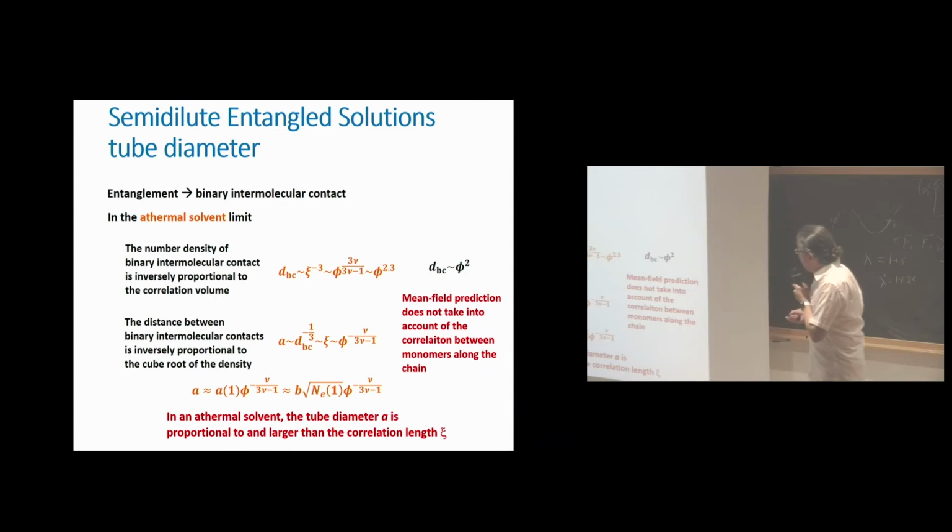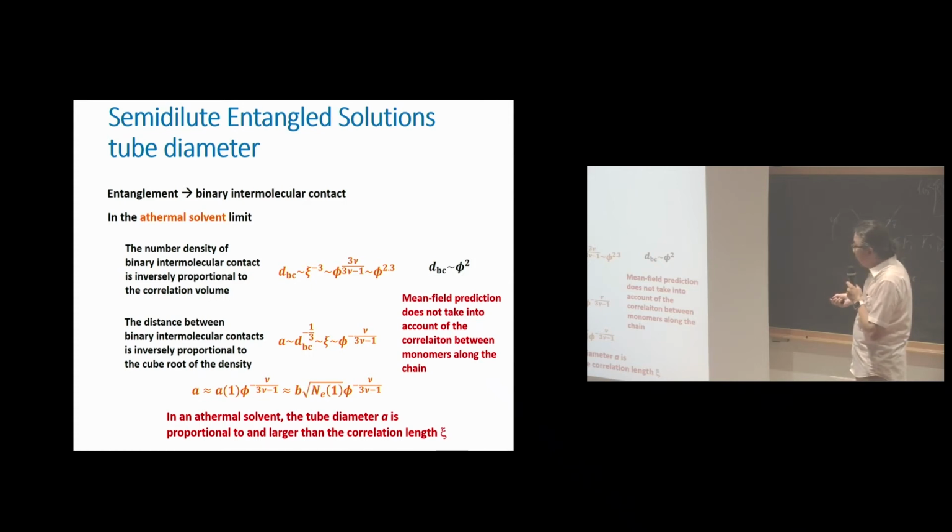Okay, so then we need to characterize the concentration dependence of this tube diameter. Entanglement means the binary intermolecular contact. Two chains touch. If we use mean field theory, this means chains are distributed homogeneously.